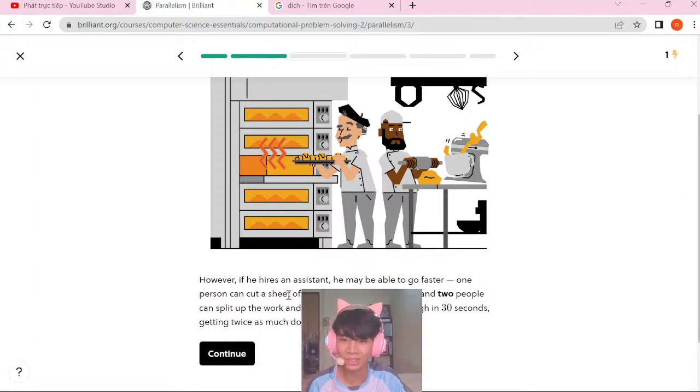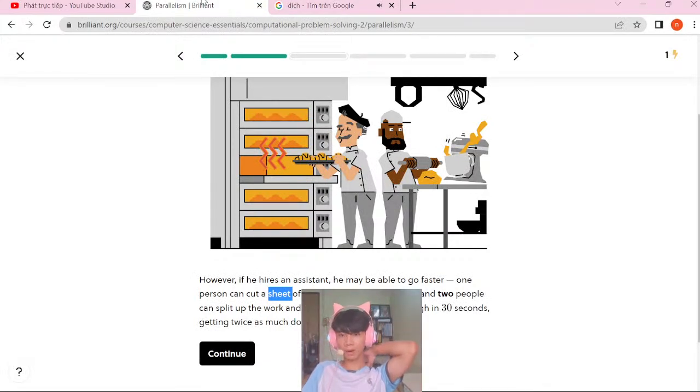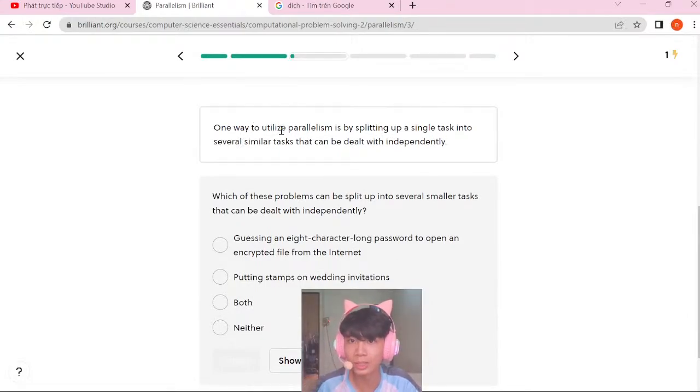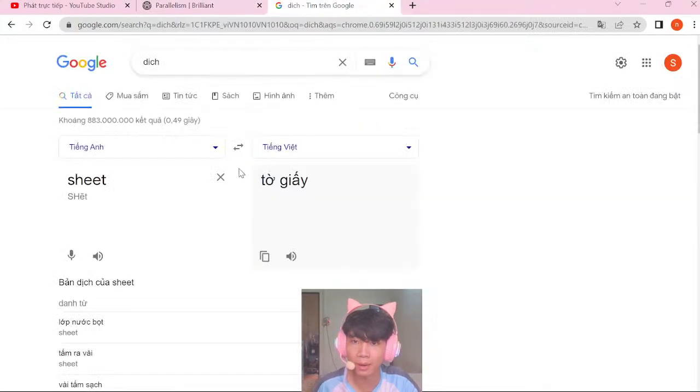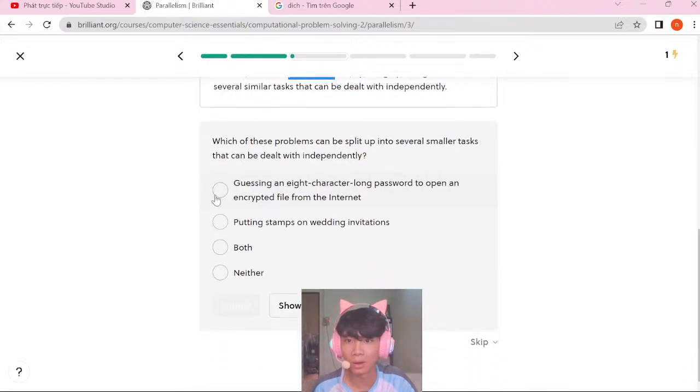One person can cut a sheet of parchment down in 30 seconds, and two people can split up the work and cut two sheets of parchment down in 30 seconds, getting twice as much done. One way to utilize parallelism is by splitting up a single task into several similar tasks that can be dealt with independently.